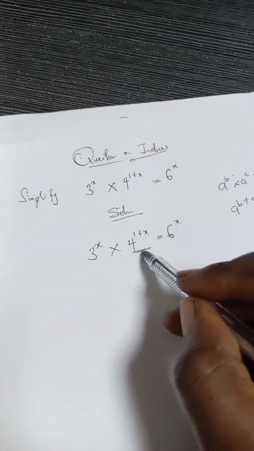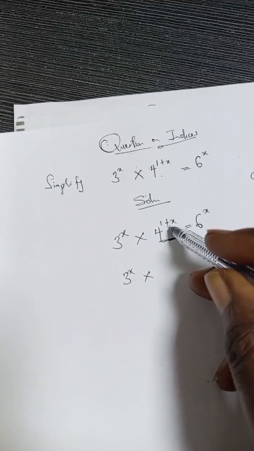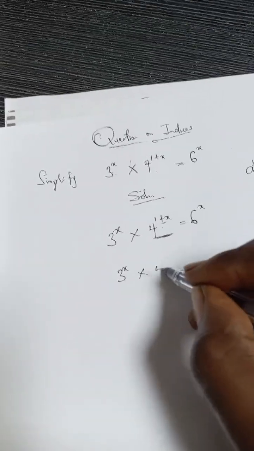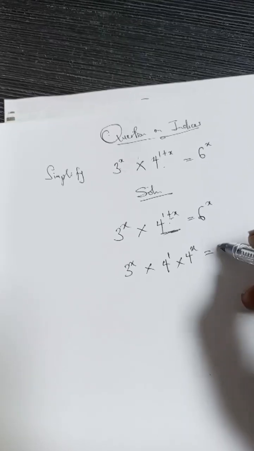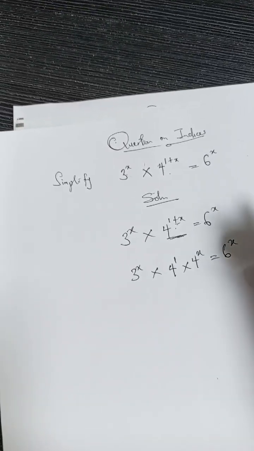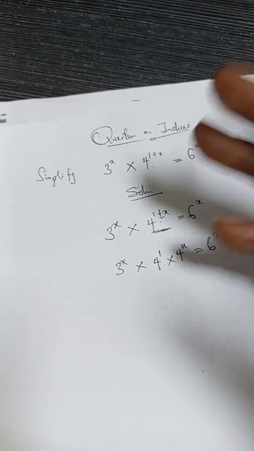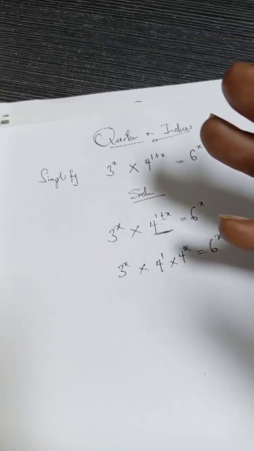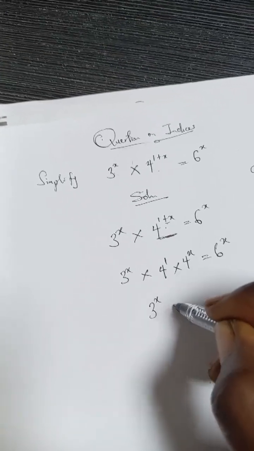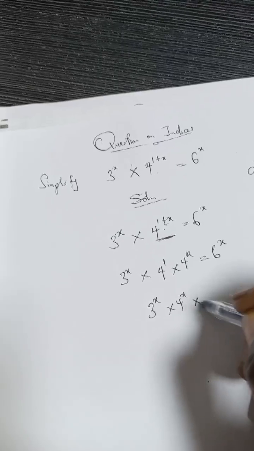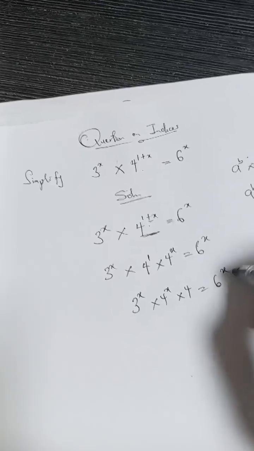Now let's apply it here. We have 3 raised power x times, this is addition, so we have multiplication, 4 raised power 1 times 4 raised power x equals 6 raised power x. Now, let's take the ones with 4 raised power x to one side and the ordinary number to the other side. We have 3 raised power x times 4 raised power x times 4, because 4 raised power 1 will give us 4, equals 6 raised power x.